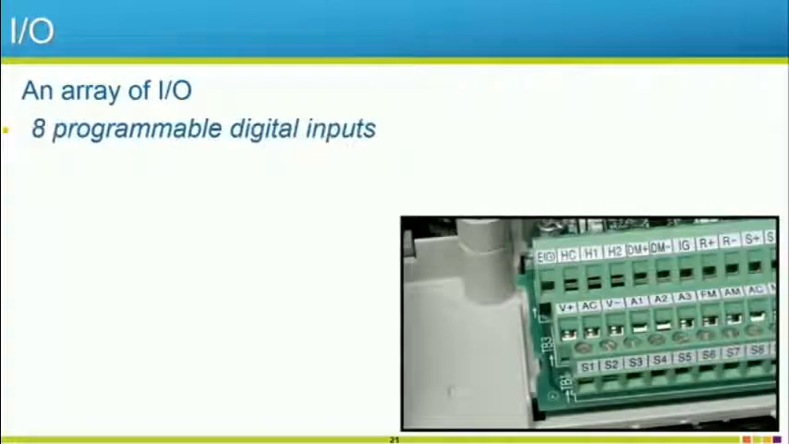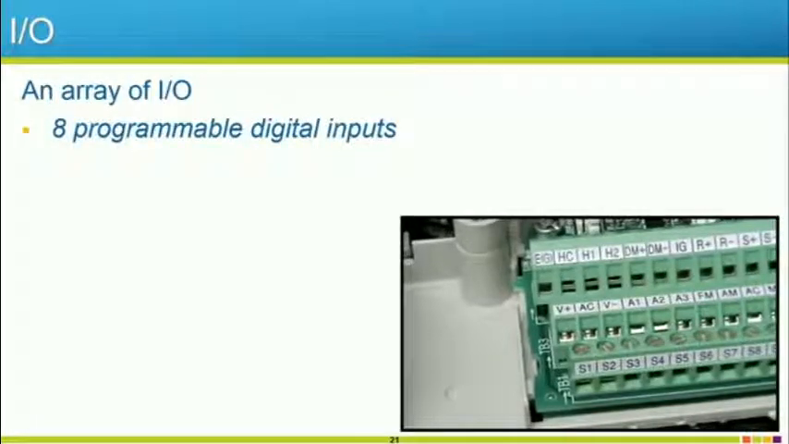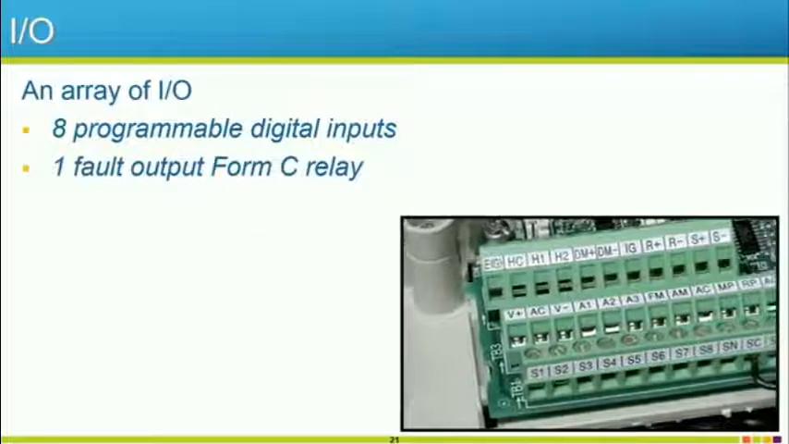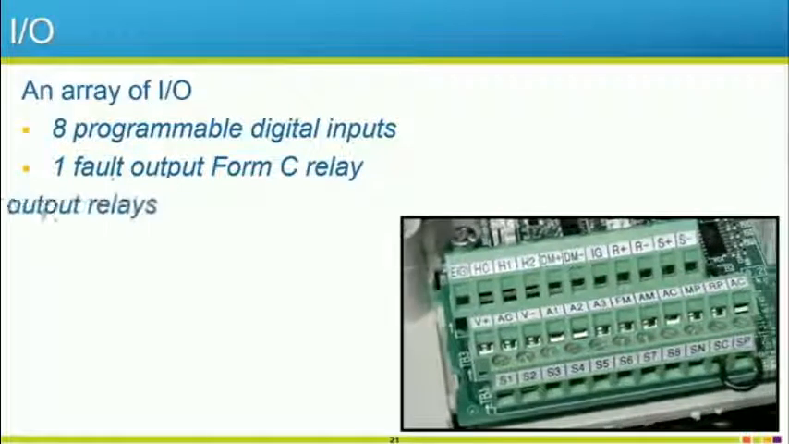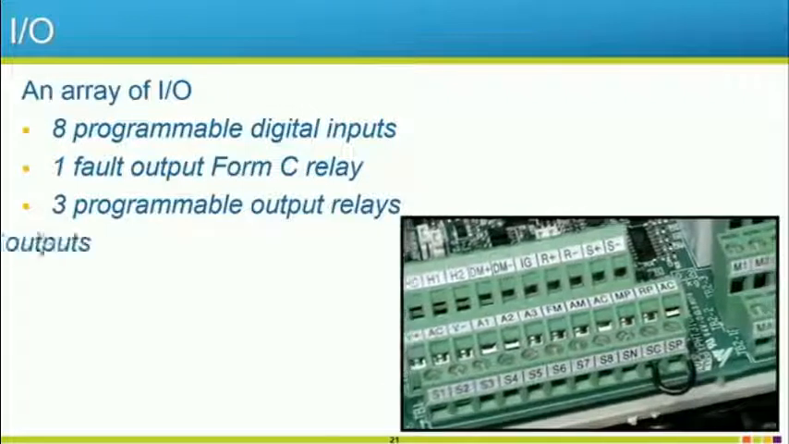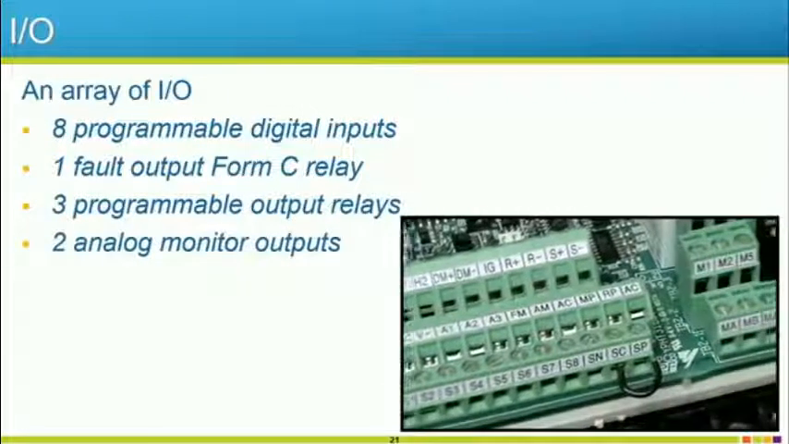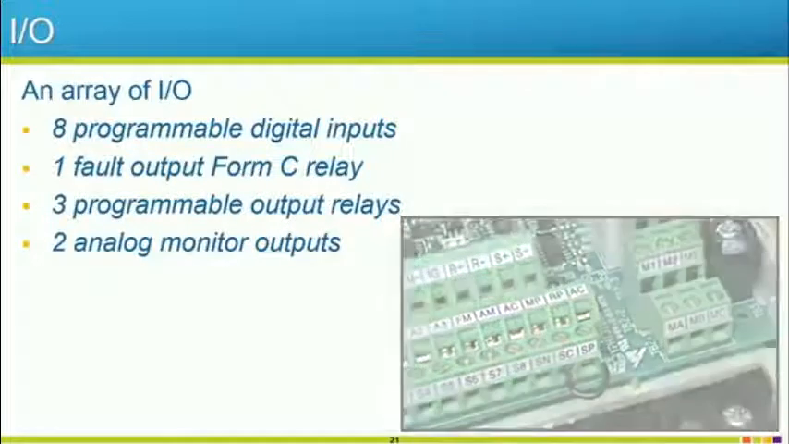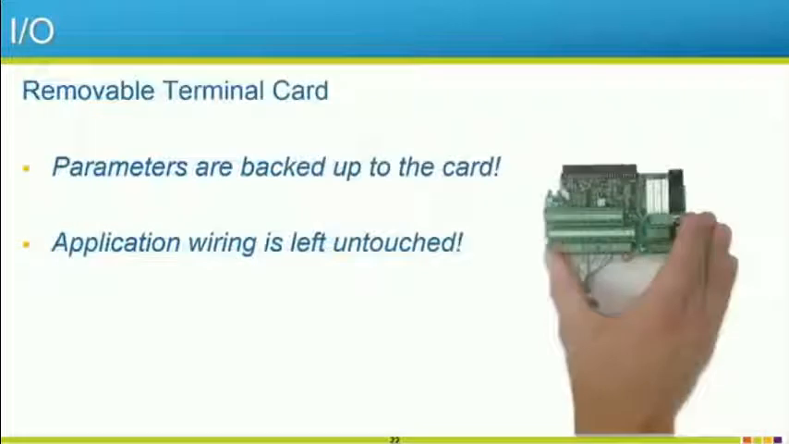The R1000 has plenty of I/O to go around. Standard on all R1000s are 8 programmable, optically isolated digital inputs. There's also 1 designated fault contact, which operates on a Form C relay, and 3 additional programmable contacts, which are Form A relays. Lastly, there are 2 programmable analog output monitors, which can source 0 to 10 volts or 4 to 20 milliamps. All of this robustness that is the R1000's I/O is located on the removable terminal card.